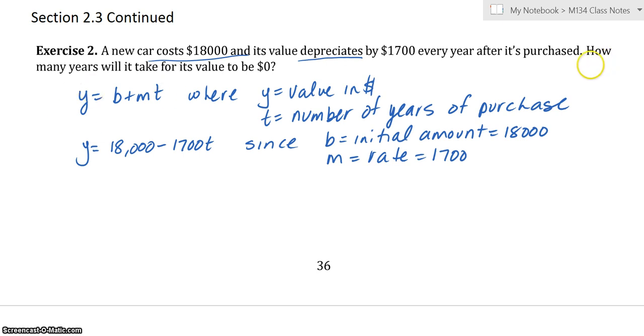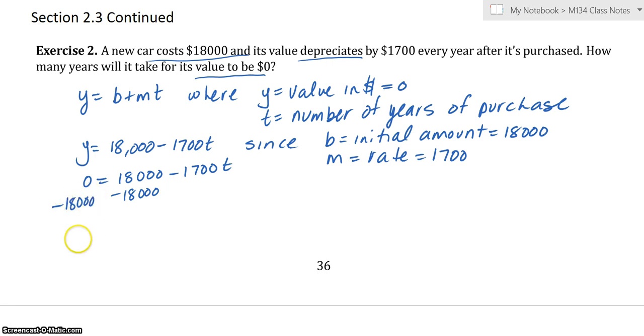So the question is, how many years will it take for the value to be zero? We've done this before. So we can just plug in the value is $0. We're going to plug in y is 0 here, and then go ahead and solve for t. How would we solve for t? I'm thinking this is a plus negative, so I'd actually subtract 18,000 to get rid of the constant.